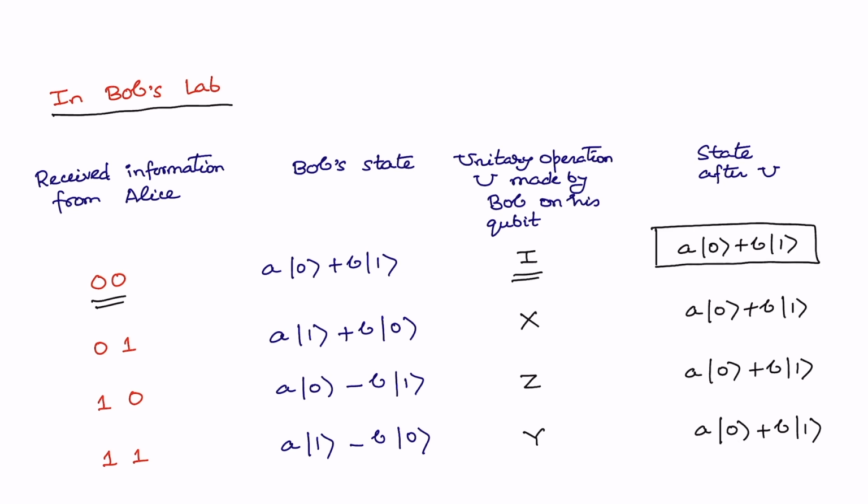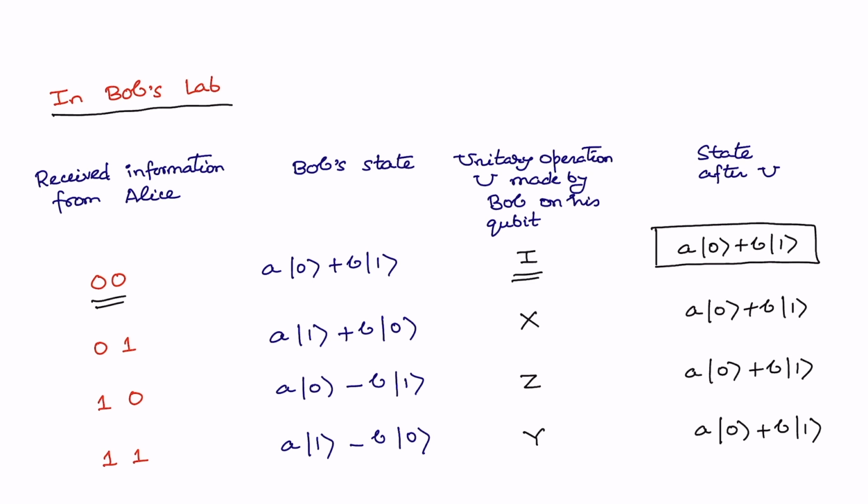That means he is going to get the state, a superposition of 0 and 1, a|0> plus b|1>. In fact, this is the state which originally Alice intended to send. Now you see, Bob is able to have the intended state.